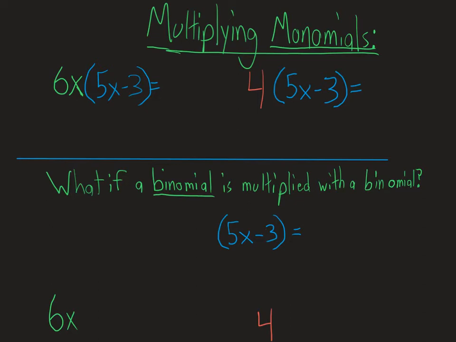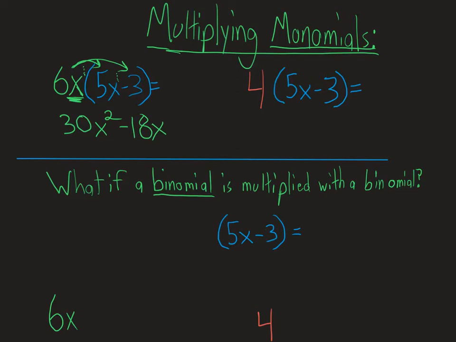So if I've got this 6x times this binomial 5x minus 3, it's just a simple distributing problem, right? We're going to multiply that 6x with each of those terms inside. 6 times 5, 30, x times x, x squared, okay? And remember, those invisible ones add up. X times x becomes x squared, and then keep going. 6 times a negative 3, negative 18, and don't forget to carry your x to your answer. All right, and that's pretty straightforward.